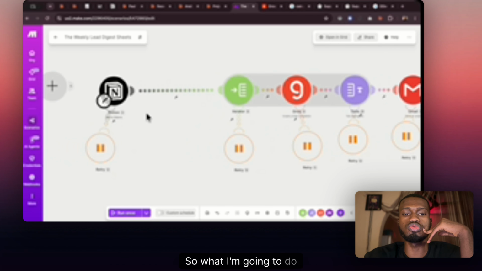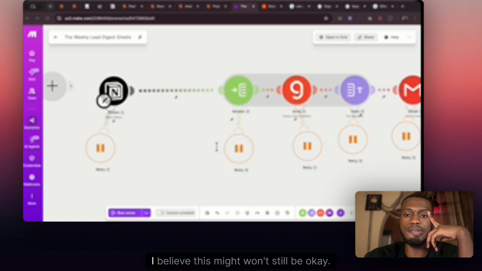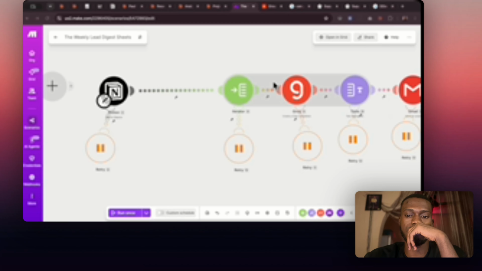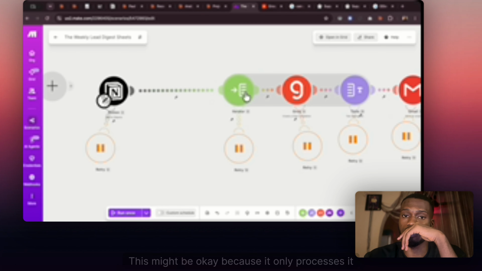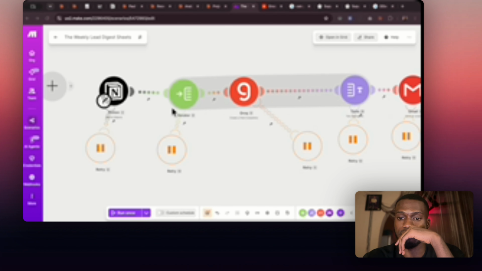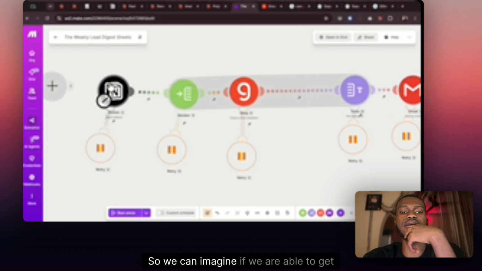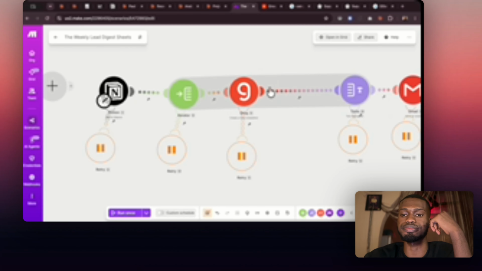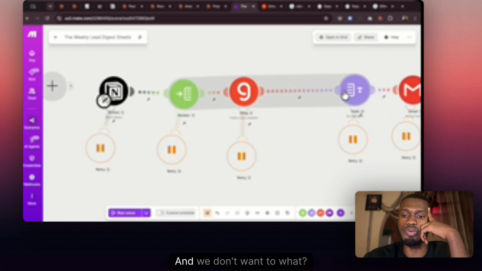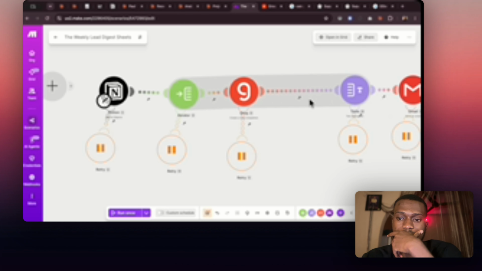So what I'm going to do here is, in fact, I believe this might even still be okay, because it only processes it one by one. It's breaking it down. Where we might need this is maybe this exact place, right before the text aggregator, since we have batches. We can imagine getting about 5 processing at once here, and we don't want to send a lot of emails at once, so we can start breaking it down here.